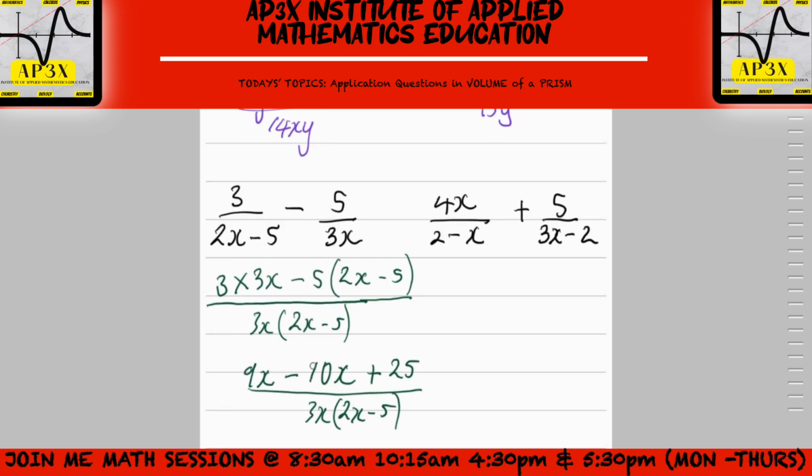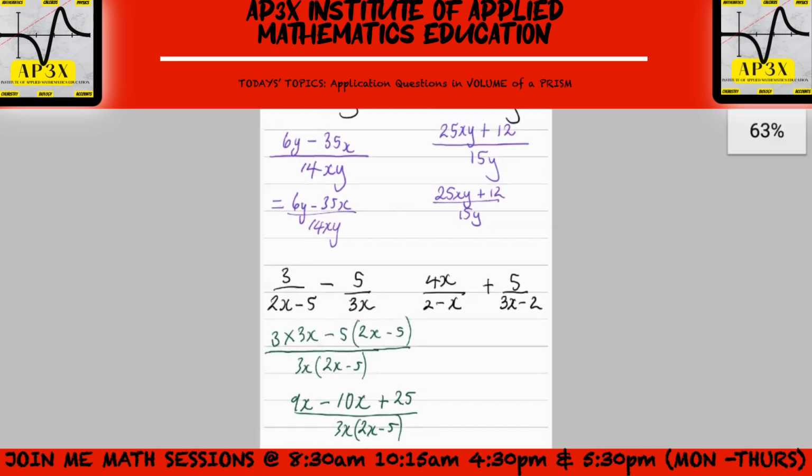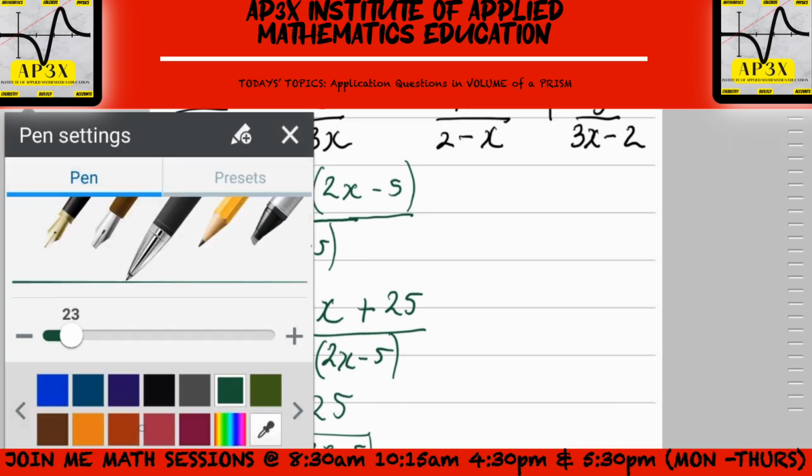Okay, so here what we have now is just basically two like terms here. 9x minus 10x, that gives me here negative x. Please review my integer video so you can be very much aware of why this is actually negative x as opposed to being x. So that's negative x plus 25, and that's going to be all over 3x open bracket 2x minus 5. All right, that pretty much gives us the answer to that particular question.